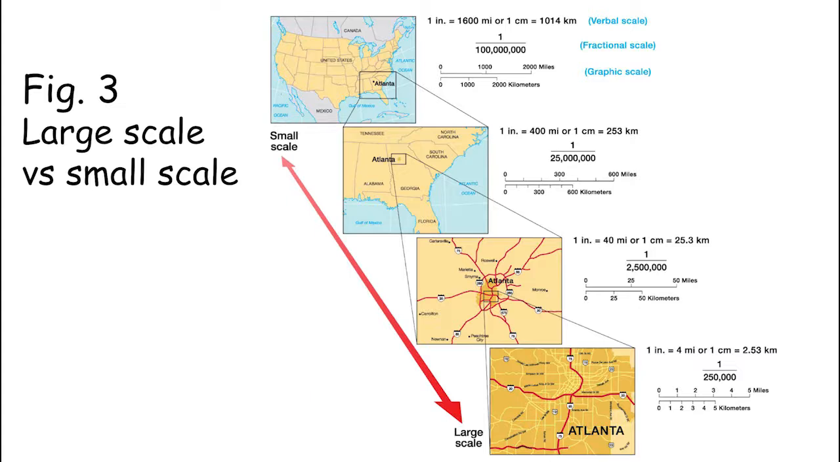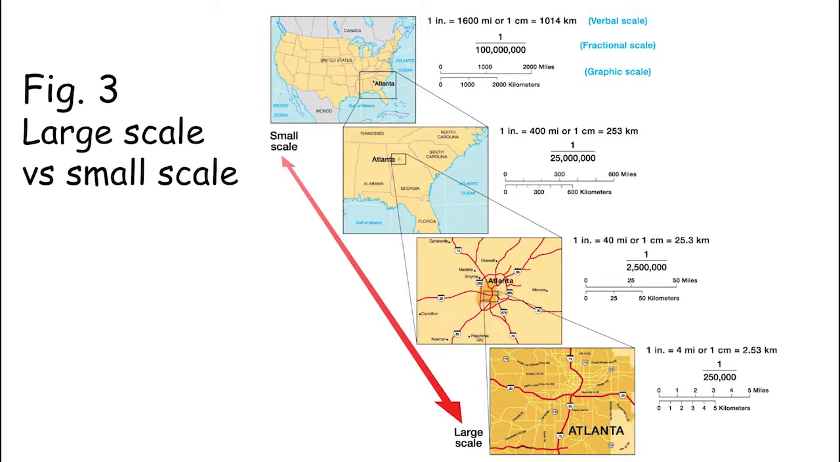Okay. So let's look at figure 3 in your textbook to try to figure that out. So in figure 3 in your textbook, again in chapter 2, you have at the top a small scale map, and as you get towards the bottom, you have larger and larger scales. So look at the fraction. Look at the fractional scale. The top map has a scale of 1 to 100 million. The bottom map has a scale of 1 to 250,000.